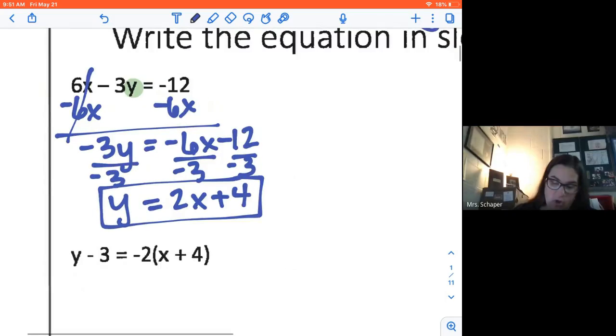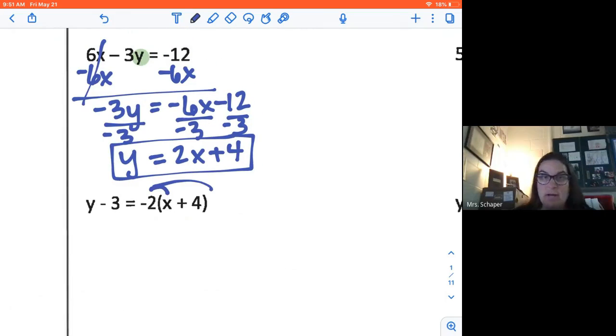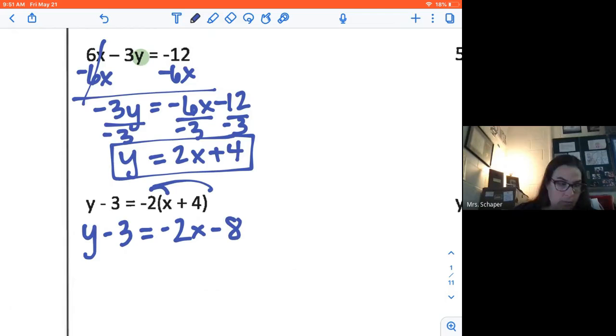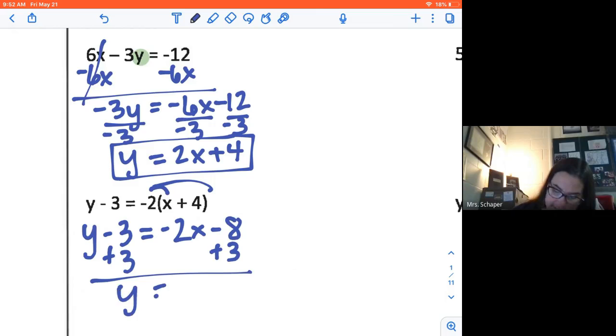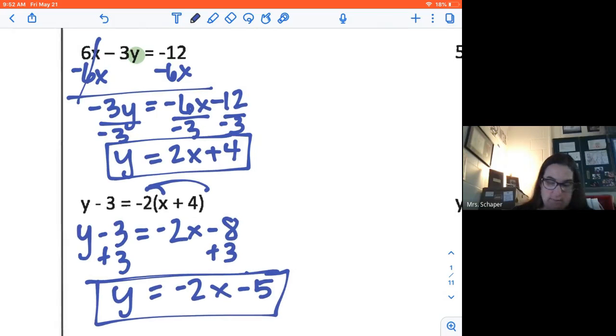With the next one below it, I'm going to start by distributing. When we simplify, we want to get that taken care of first. So y minus 3 is equal to negative 2x minus 8. And what we're going to do is we're going to add 3 to both sides because our whole goal is to get y by itself. So y equals negative 2x minus 5.